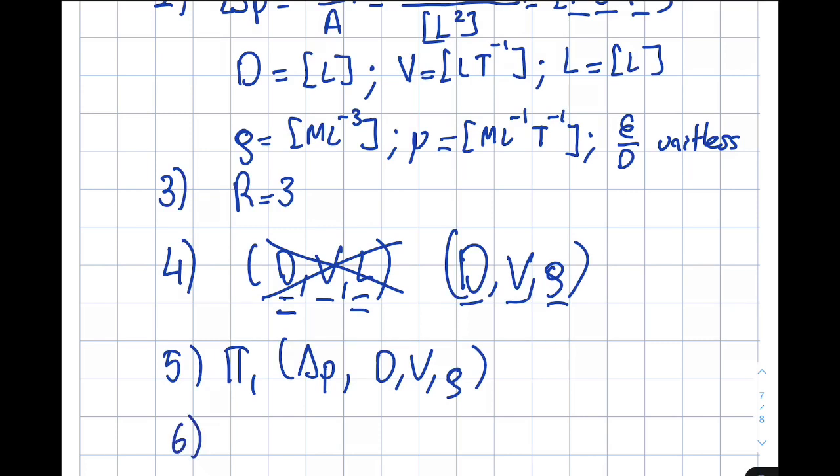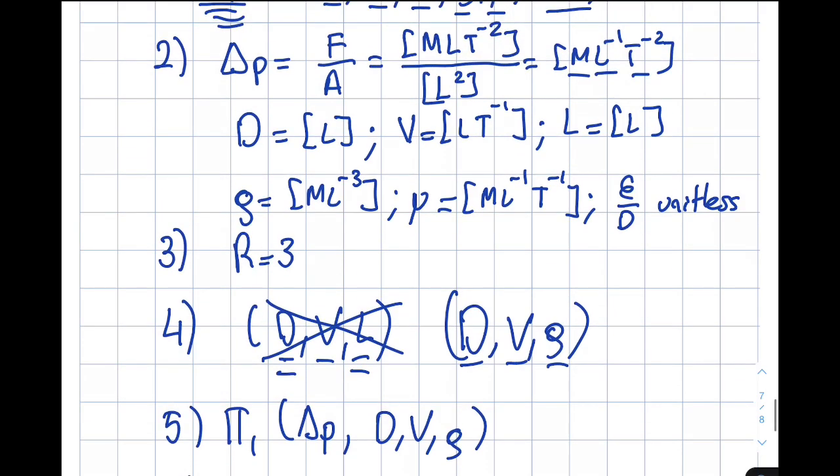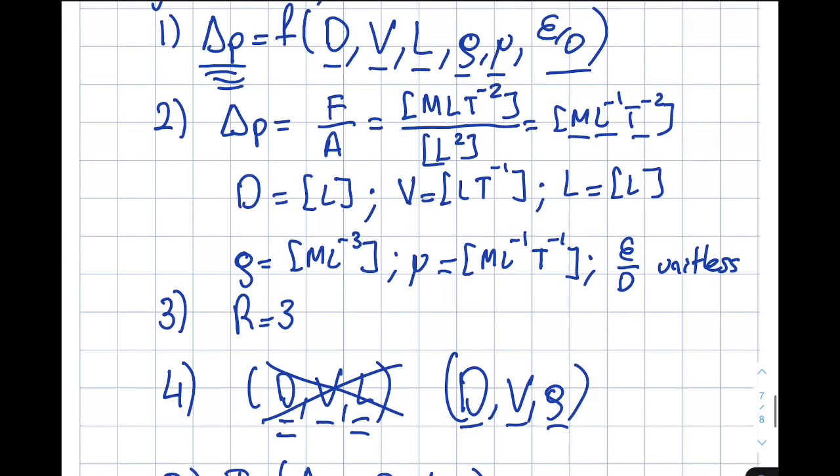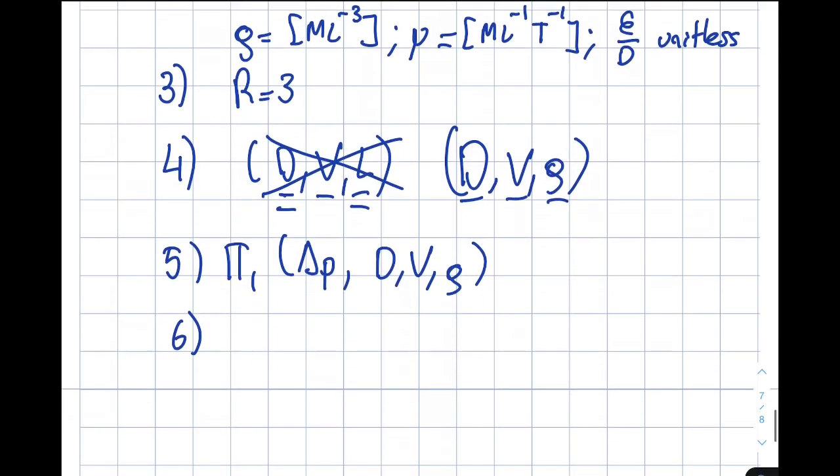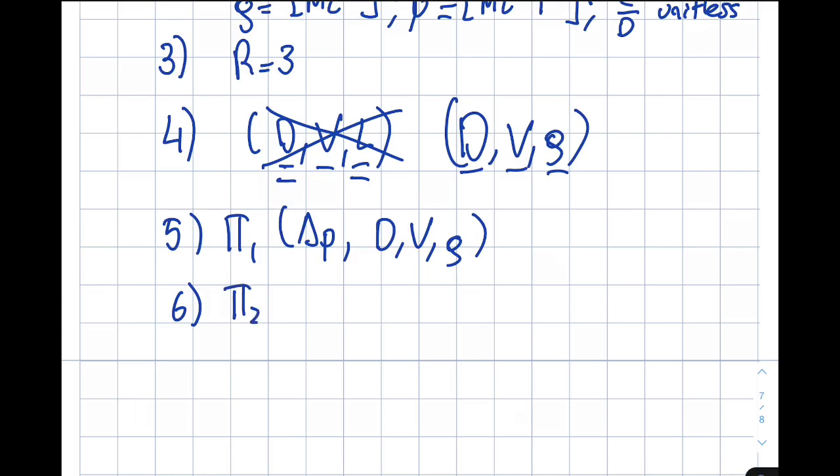Before I find out this pi 1 value, I want to talk about the next steps. Let's assess how many times I need to repeat this. I need to repeat this k minus r minus 1 times, right? k in this particular case is 7, minus 3 is 4, minus 1 is 3. So I have to repeat this 3 times. So in addition to the first, I will have a second pi term, a third pi term, and a fourth pi term as well.